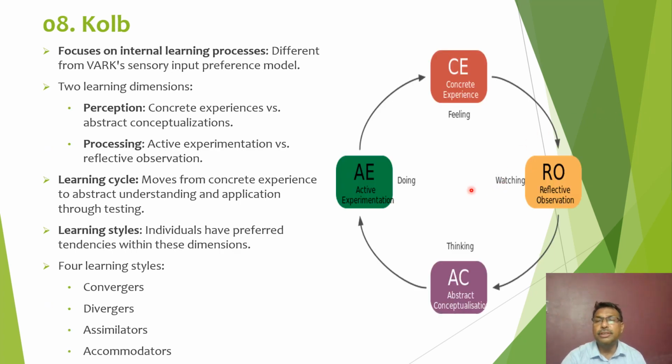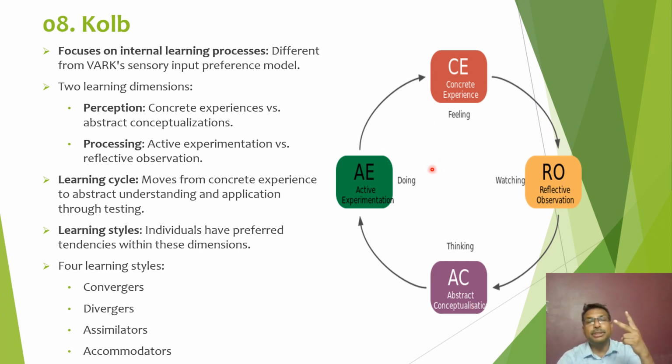Let us understand what Kolb says around it. It focuses on the learning process altogether. Remember, it is different from vague sensory input. What are we looking at? Feeling, as in concrete experiences. Watching is reflective observation. Thinking is abstract conceptualization. Doing is active implementation, and this goes on and on.